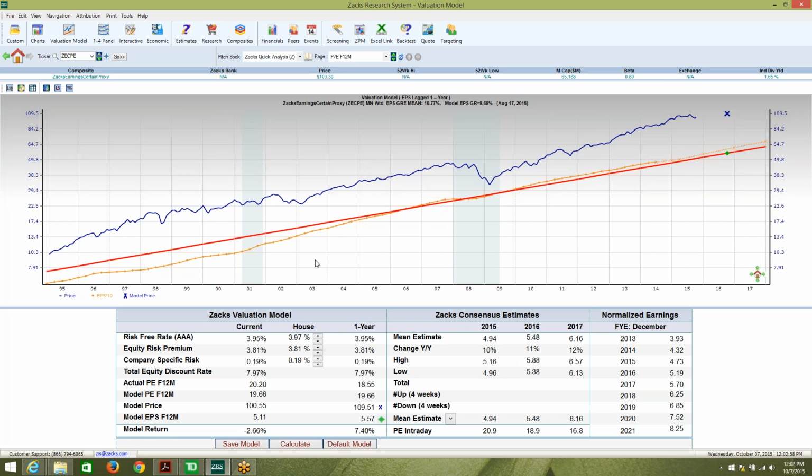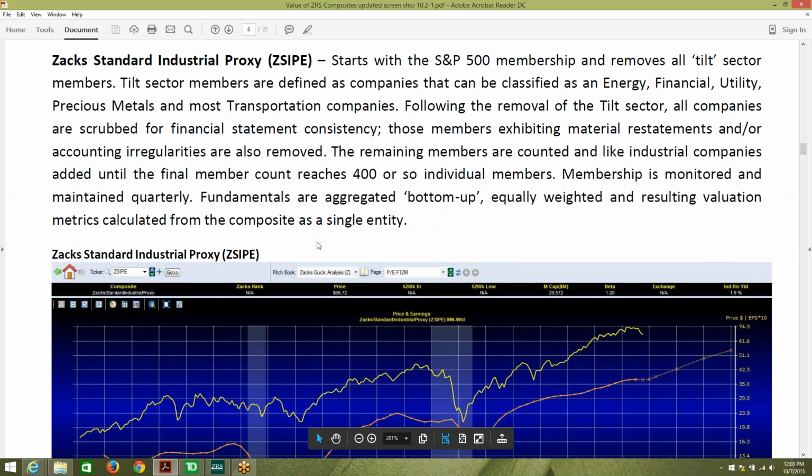To address these common problems associated with broad indexes, Zacks maintains a small group of pure industrial composite proxies based on current membership of the S&P 500 index. The Zacks pure industrial proxies are a hand-selected group of securities whose combined membership represents the average industrial company, thereby eliminating these so-called tilt sector biases and other accounting irregularities present in reported benchmarks.